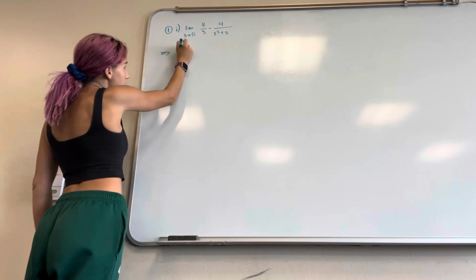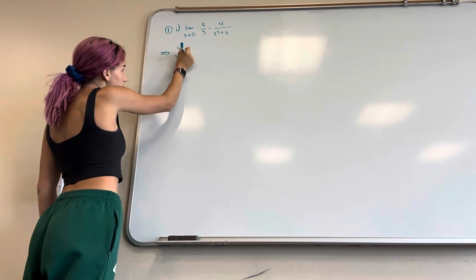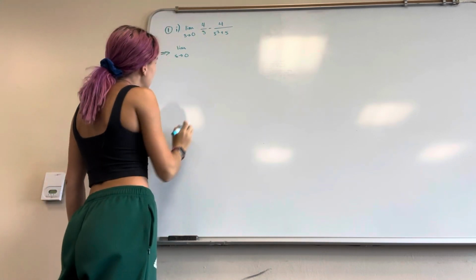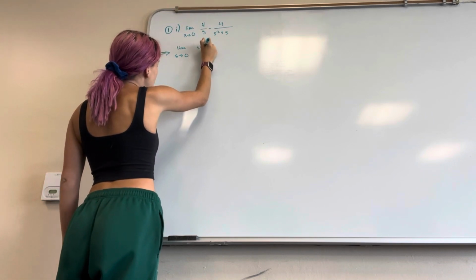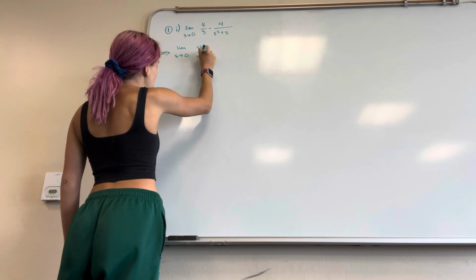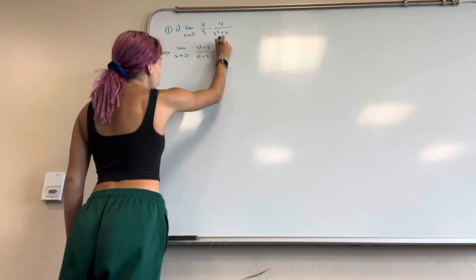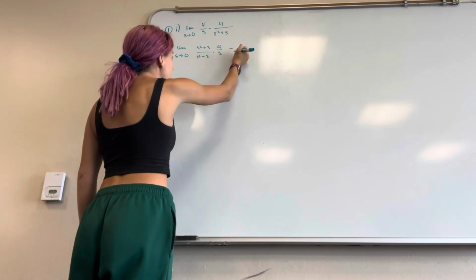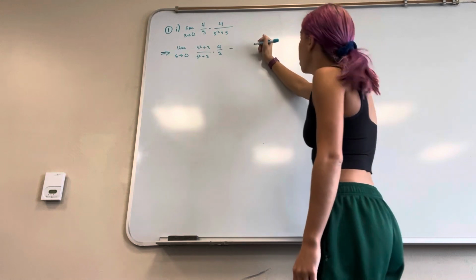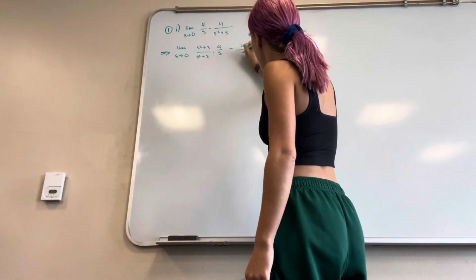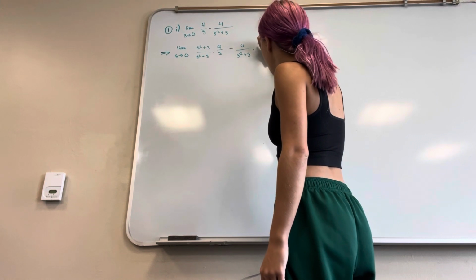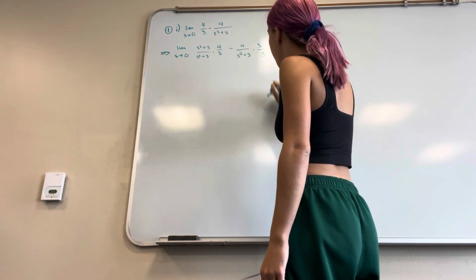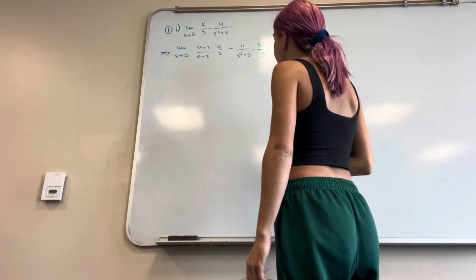So we're going to keep the limit of s going to 0, and then to rationalize the left side of this, we're going to multiply the 4 over s by s squared plus s over s squared plus s, times 4 over s. And then on this side, we're going to multiply by s over s. Okay.